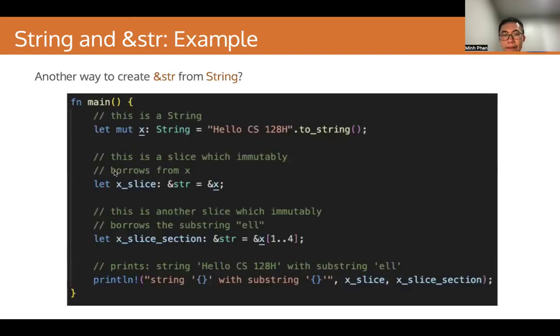So this is an example very similar to the one from earlier. We have a variable x of type String containing the value "hello CS128". To create a slice that borrows from the entire string, we do a similar thing from earlier with &x. And that's it. That will create an &str. We can also create an &str that views into a substring by just borrowing x from indices 1 to 3. That will also give us an &str, except it only views into 3 indexes. And then we try to print them out.